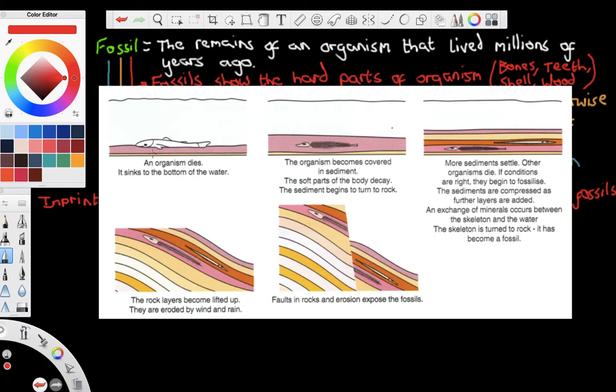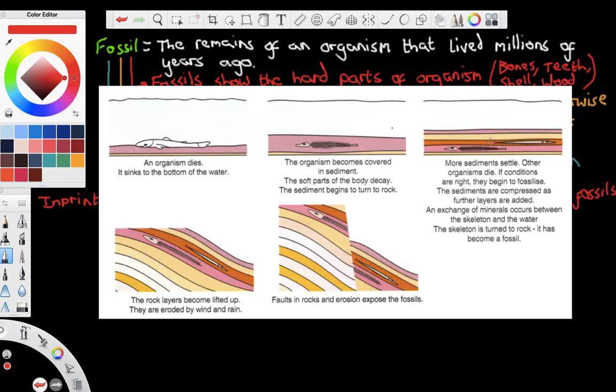And when it dies, it sinks to the bottom of the ocean and lays on the base of the sea floor. As its body starts to decay, it becomes covered in more and more sediment. Only the soft parts of the organism decay, whilst the hard parts begin to be replaced by minerals. When this happens, another fish dies on top of that one, and the same happens to that one. And over many years, we get these different layers of sediment on top of the remains of each organism.